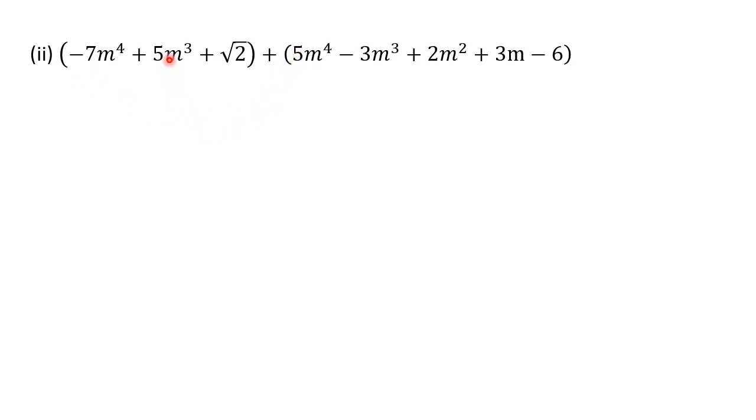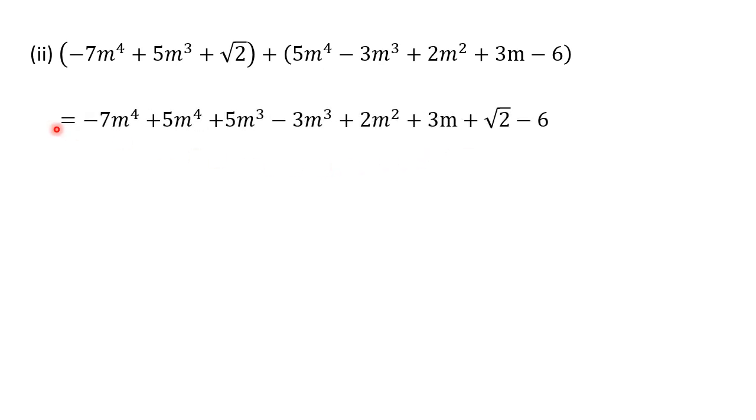Then also we have the terms with m cube. They are also like terms, so write them together afterwards. Then the term with m square will come, but here we don't have that term. Then the term with m will come, and finally we have to add up the constant terms. Okay, so write it properly here. See, minus 7m raised to 4, with that the like term plus 5m raised to 4 is written, then plus 5m cube from the first bracket, and the like term from the second bracket, that is minus 3m cube. Write it along with the sign.